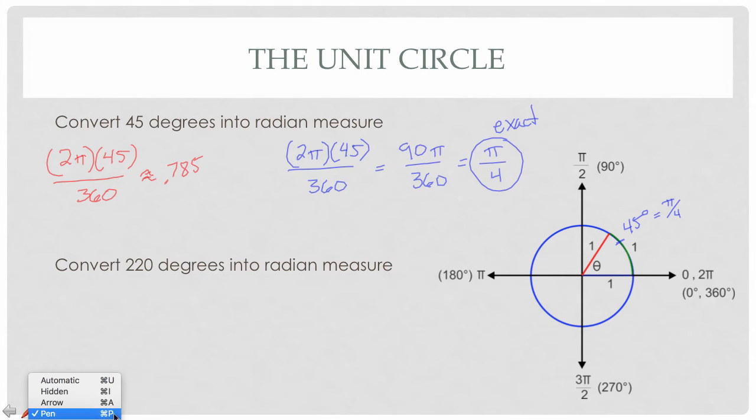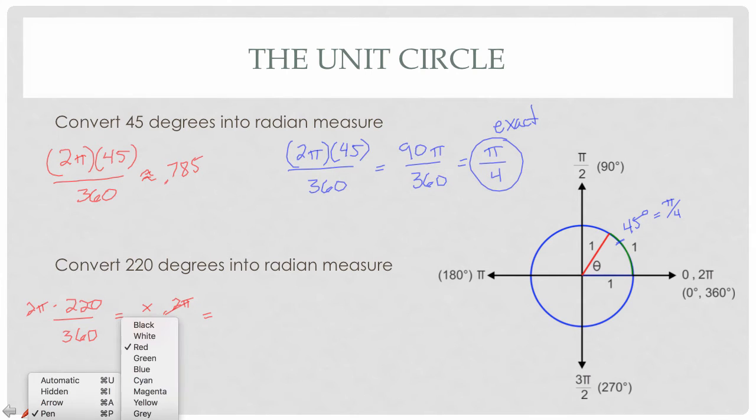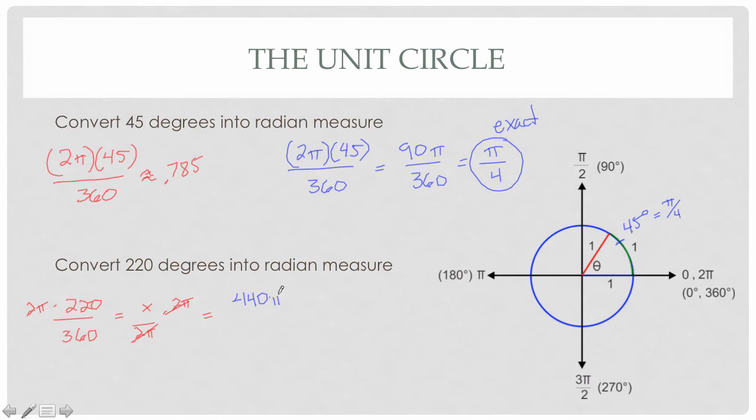Okay, so we did 45 degrees. Let's do 220 degrees. Again, same thing. 220 over 360 equals something over 2 pi. Trying to find the radians, I'm going to multiply both sides by 2 pi. And let's see if we can reduce it and find an exact answer here. So 2 times 220 is going to be 440 pi over 360.